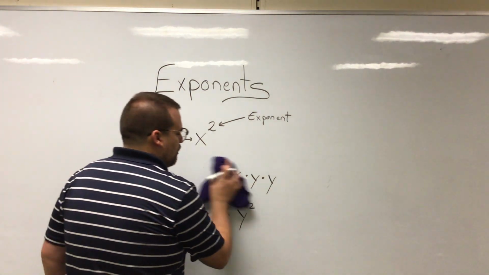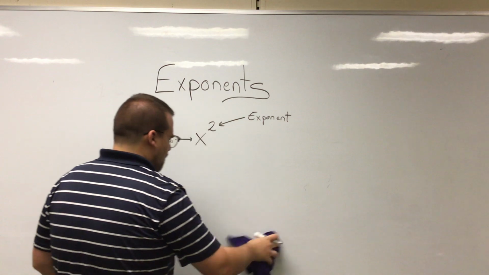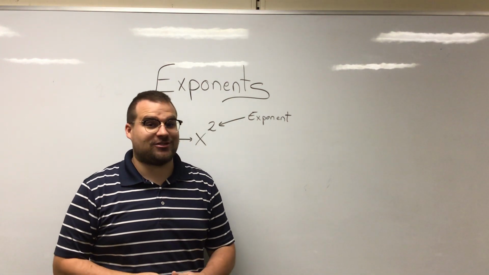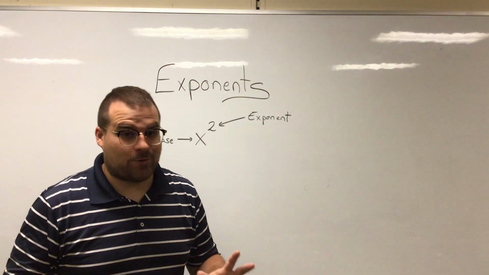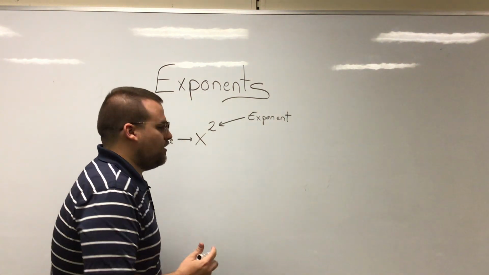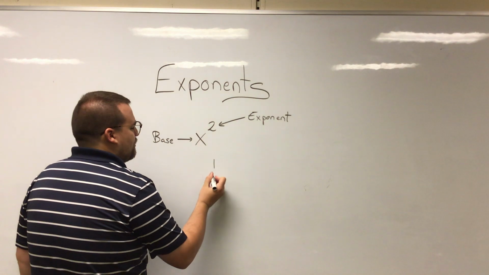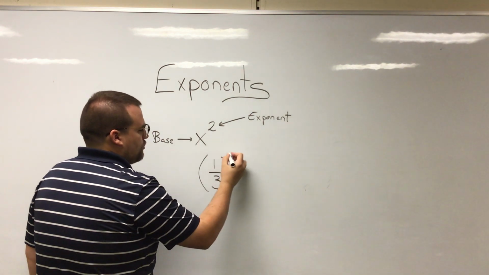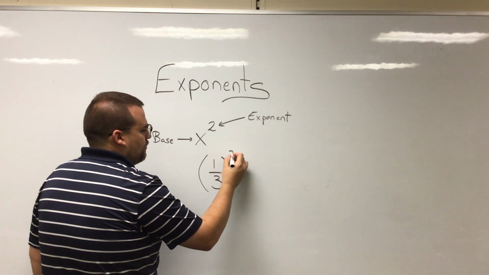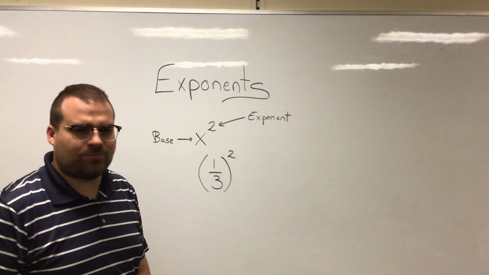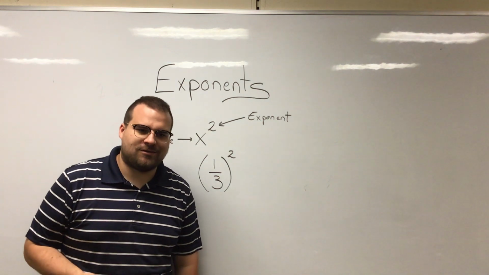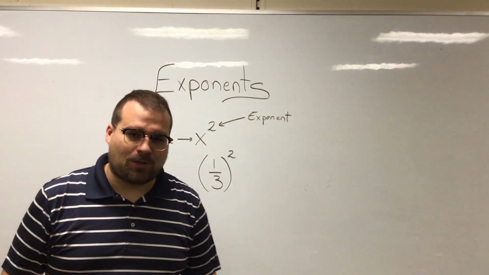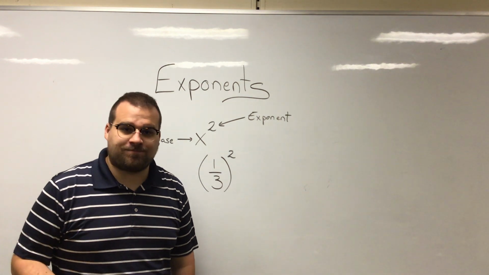The last thing I want us to talk about in this video is fractions and exponents, because fractions and exponents are kind of weird. They're unusual. Let's say we had something like 1/3 to the 2nd power. How would that work? Where does that 2nd power even go? What's multiplying itself? It's weird, right?